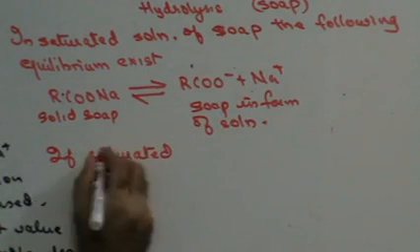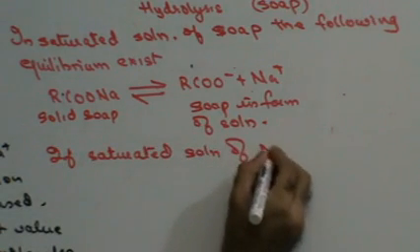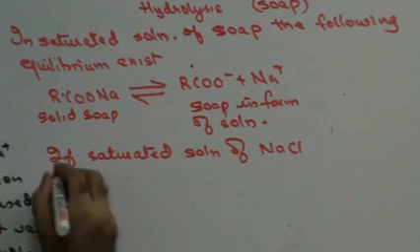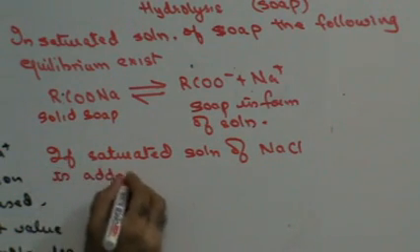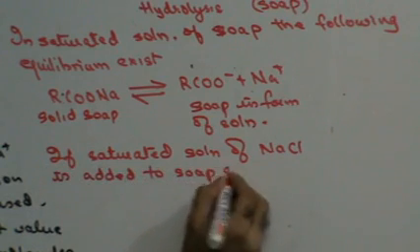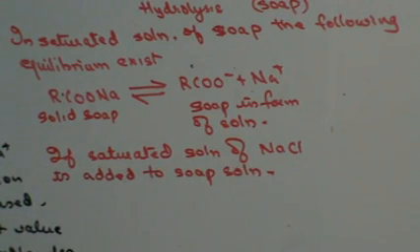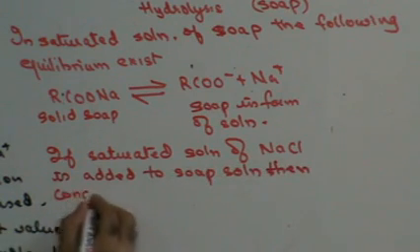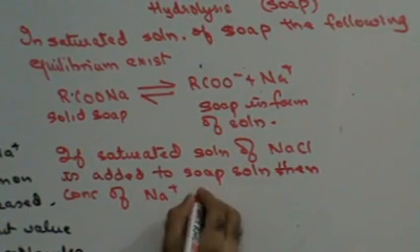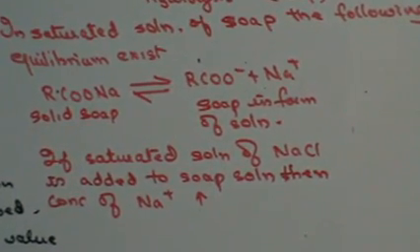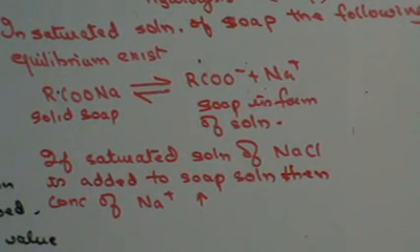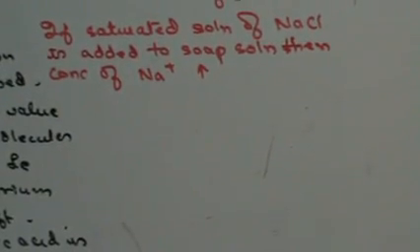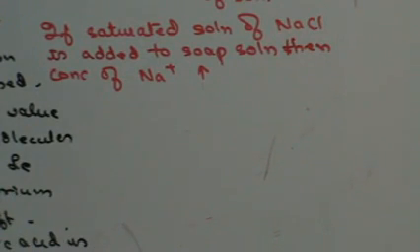if a saturated solution of sodium chloride is added to soap solution, then in that case what will happen to the concentration of sodium ions? The concentration of sodium ions will increase. As a result of this, the solubility of soap decreases. That means you will have suppression of the dissociation, therefore its solubility will decrease.